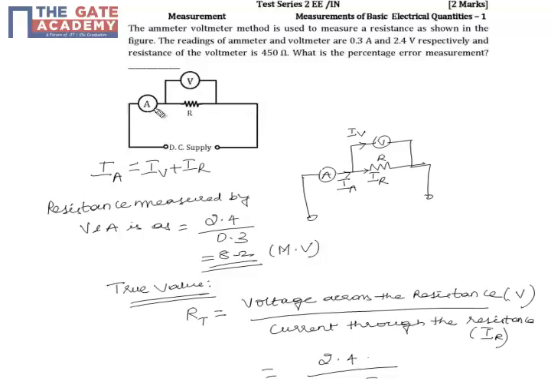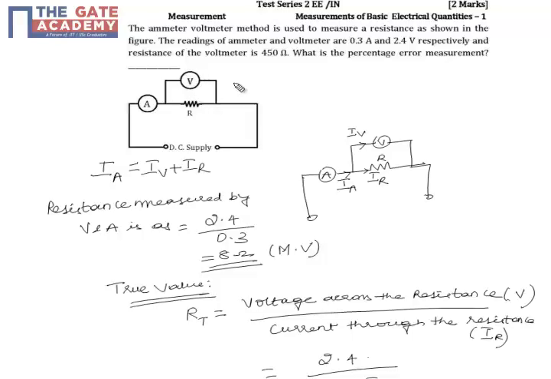So the readings of the ammeter and voltmeter are 0.3 amperes and 2.4 volts respectively, and the resistance of the voltmeter is given as 450 ohms. So what is the percentage error when you measure the unknown resistance in this kind of setup?